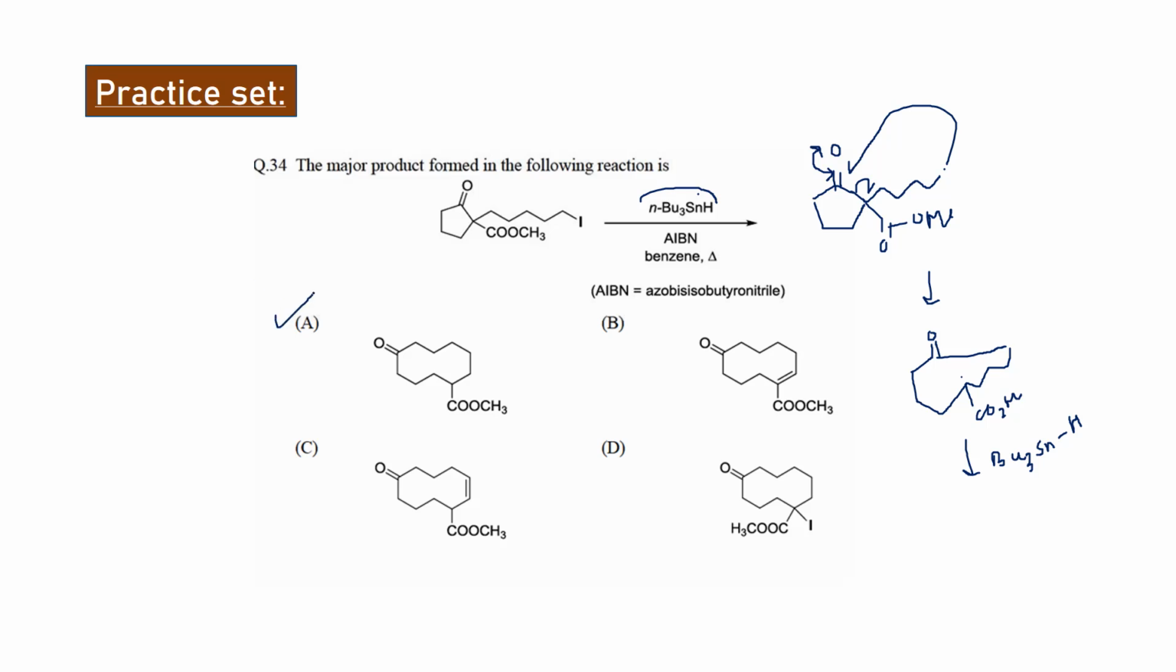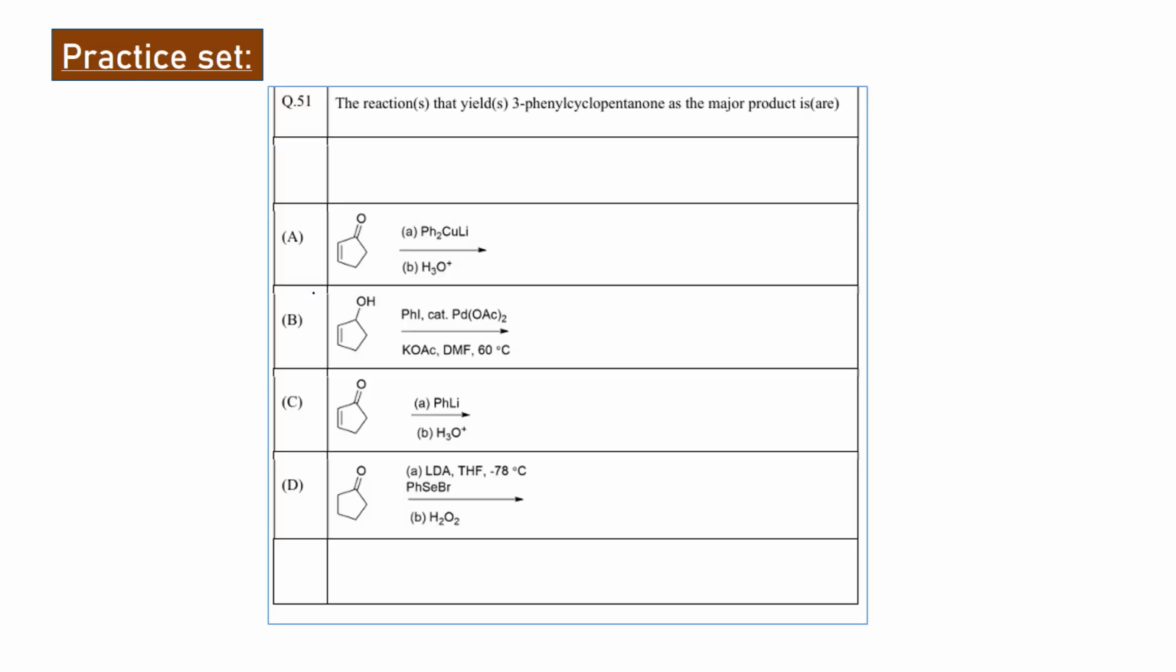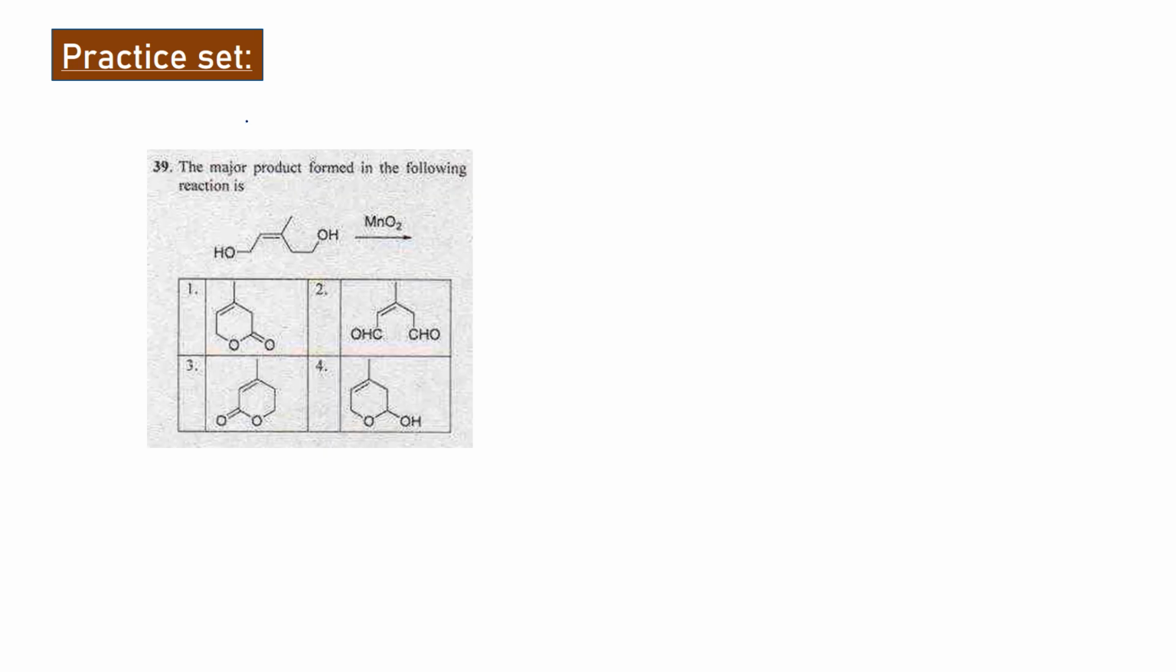Okay, I hope it's clear. So this is almost the end of today's class. The reaction that yields 3-phenyl cyclopentanone as the major product, among which reaction will form 3-phenyl cyclopentanone. I am giving this as homework because there are some reactions which I haven't discussed yet. If anyone of you know about this, you can go and try by yourself. In the next class we will solve all these questions. So this is the last question of today. I have already discussed immunity oxidation in my first or second class, I think. If you want to know in detail, you can go and check there.